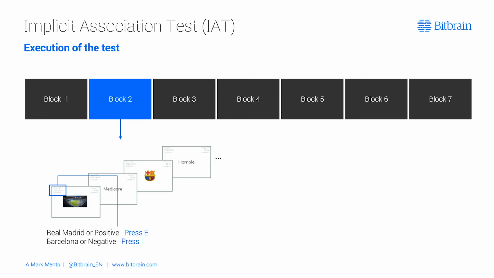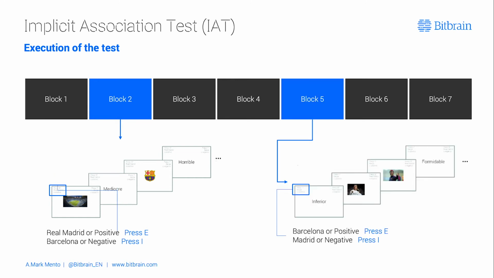So for example, if they suddenly see a picture of the Camp Nou Stadium in Barcelona, they have to press the I key to rank that as part of the Barcelona category. Or if the word excellent appears, they might have to press the E key to rank that into the positive category. If the word mediocre appears, they press the key that goes into the negative category. If the Real Madrid coach appears, they press the I key to put that into the Real Madrid category.